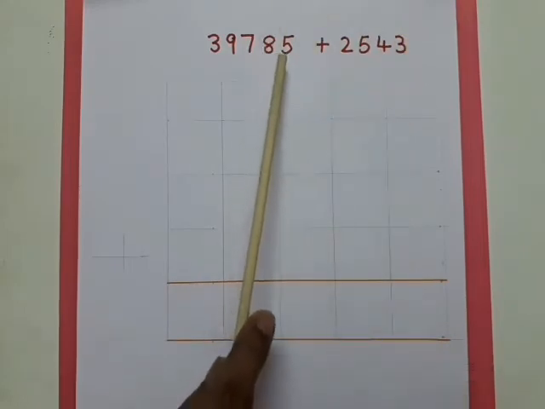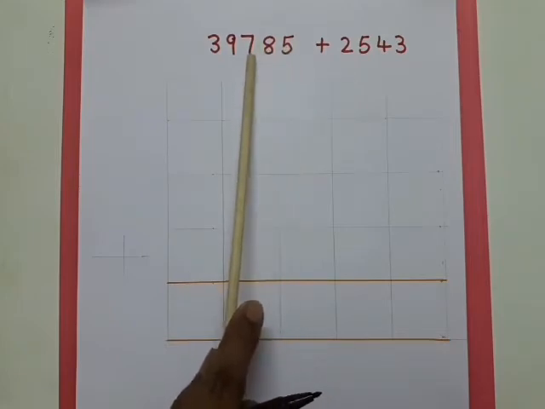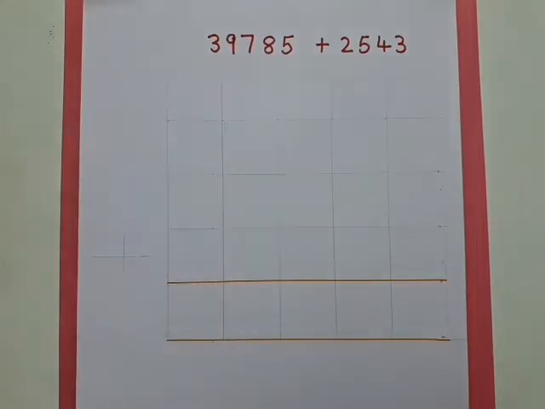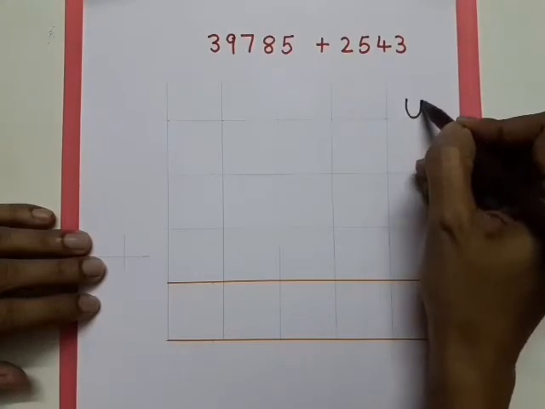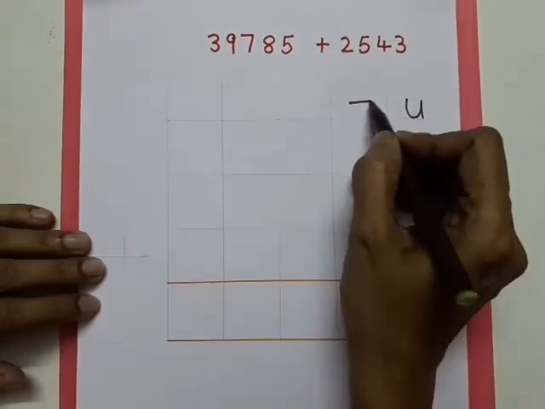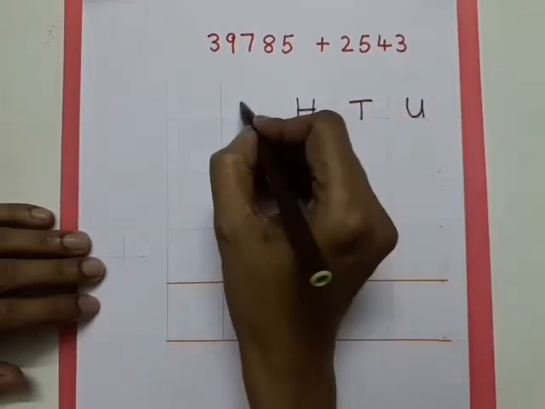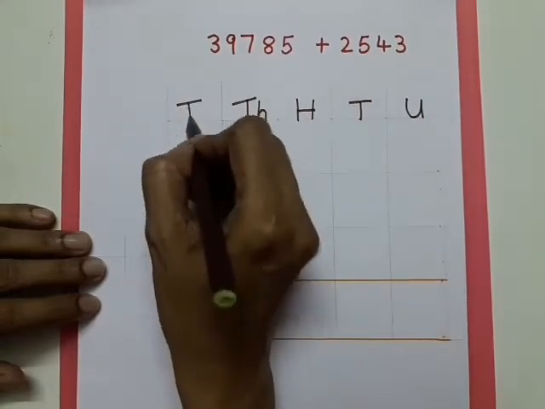Now children, as you can see, this is a 5-digit number. That is units, tens, hundreds, thousands and 10,000s. So as I have told you earlier, first before we begin addition, first we have to write the place of our digits. So we will begin now. Our units place, tens, hundreds, thousand and 10,000.